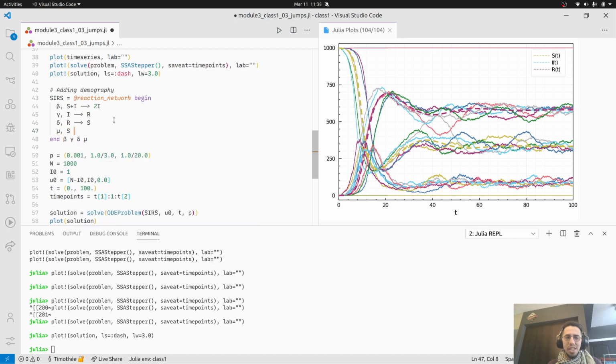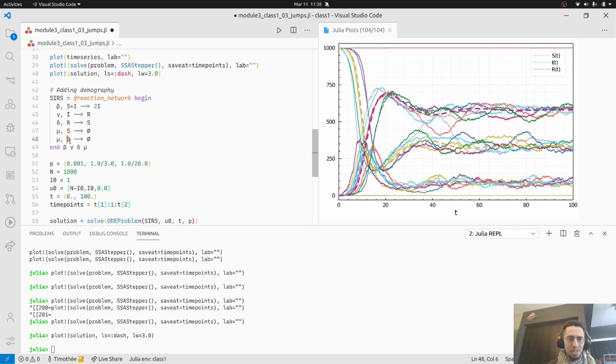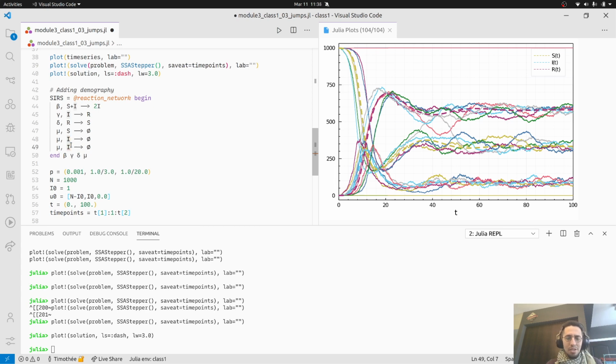We are going to take S and move them to a compartment which is empty. It's like, go away. You're removed from the model. Not in the sense that you now belong to the R compartment, but in the sense that you go into the empty set, which is you are no longer a part of this population.